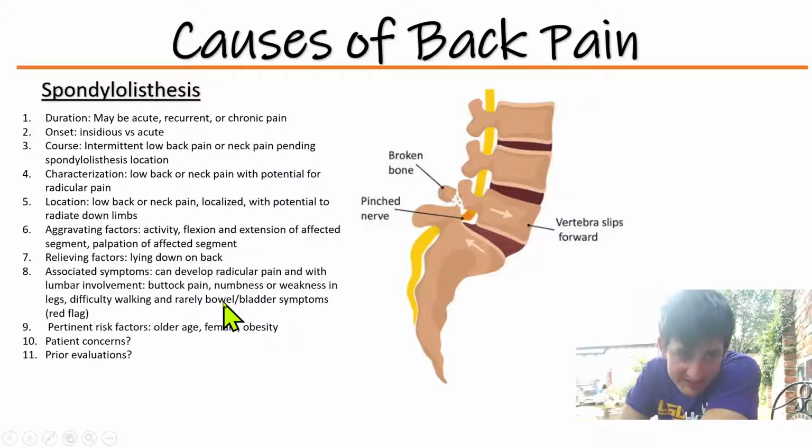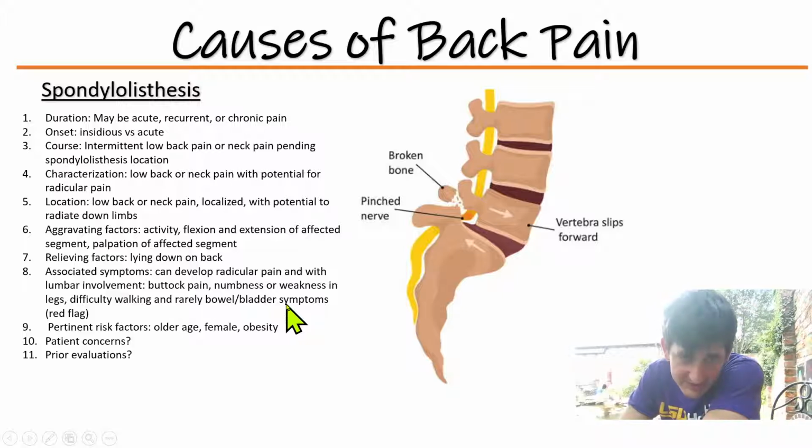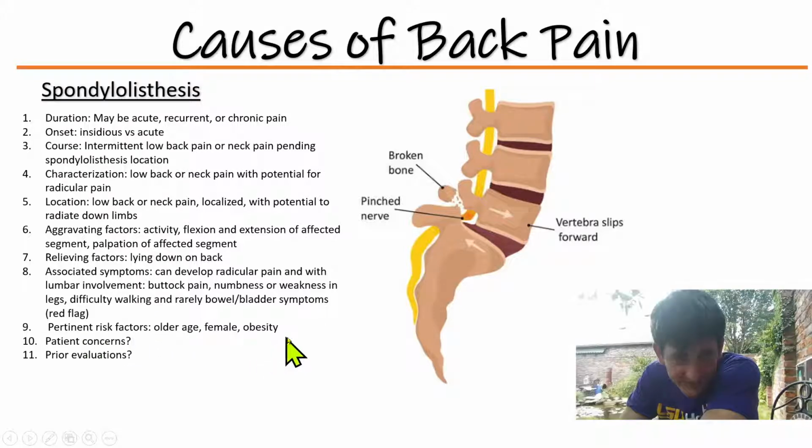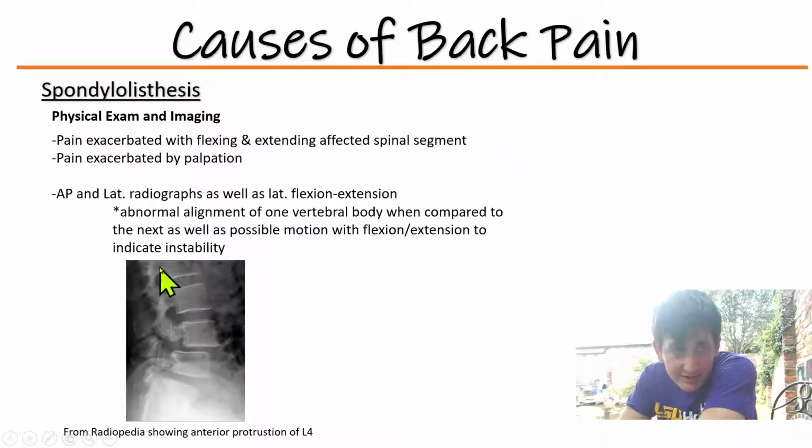Associated symptoms can develop radicular pain, as we said, with lumbar involvement, buttock pain, numbness or weakness in legs, difficulty walking, rarely bowel or bladder symptoms, saddle anesthesia, and cauda equina syndrome. Pertinent risk factors: older age, female, obesity. And patient concerns: what are they worried about? Prior evaluations. Here's a pars defect, broken bone right here at the pars area, which we'll get into.